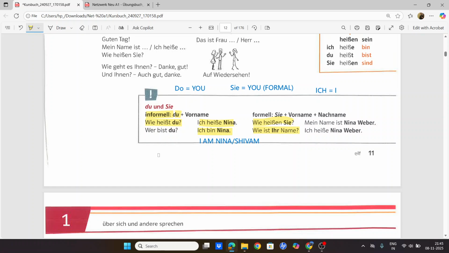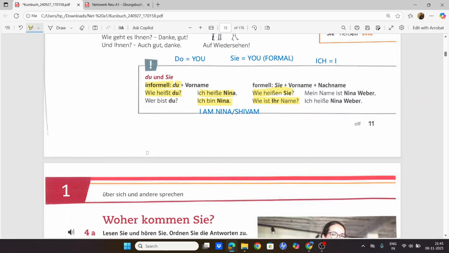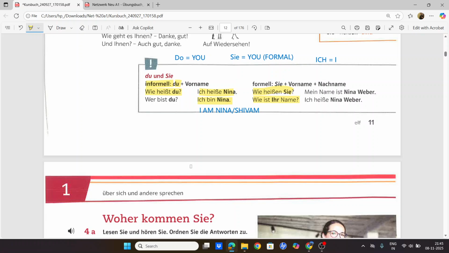Just understand where you use "du" and where you use "Sie". The S is pronounced as Z, like "Zie". It's not S, it's Z. You remember Zee TV, right? Kind of the same as Zee TV, that used to be a channel, and now I think it's still there in India.